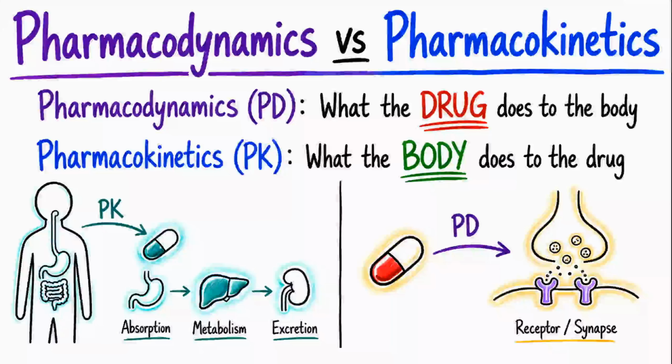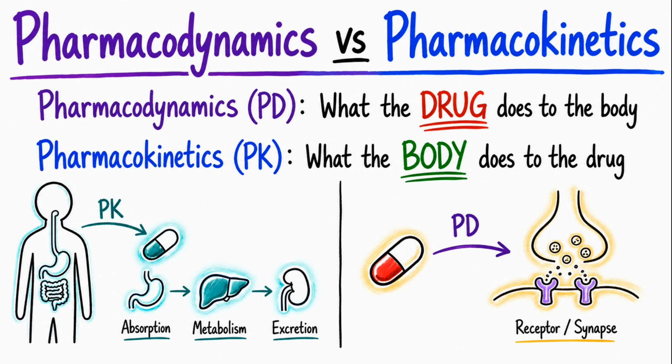Right, quick one. Two words that sound the same but mean totally different things. Pharmacodynamics and pharmacokinetics. Let's start with pharmacodynamics. This is what the drug does to your body, the receptors it binds to, the effects it actually produces. So think effects. Now pharmacokinetics, this is the reverse. It's what your body does to the drug.